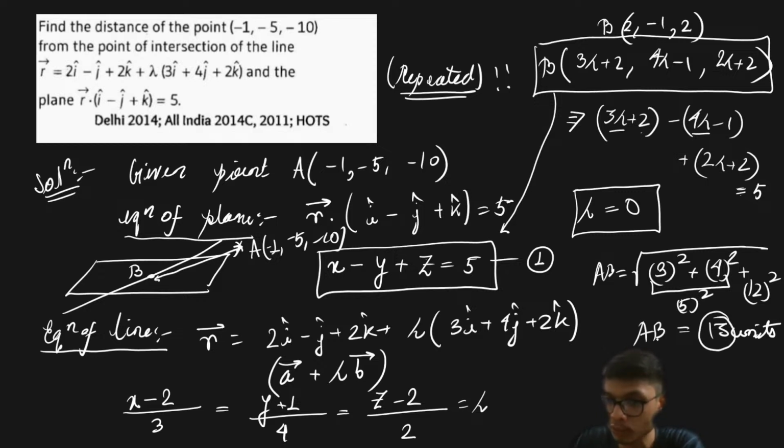Please make sure that you don't forget to write the entire answer as 13 units. Because you are asked to find a distance, the distance must have a unit. So don't forget to write the answer this way, right? This is how you are going to solve the question in the exam. Are you getting this part?